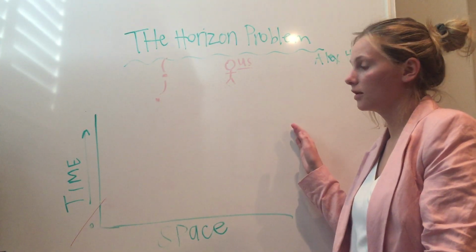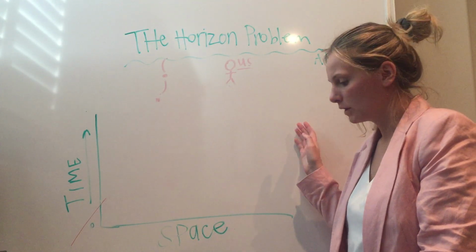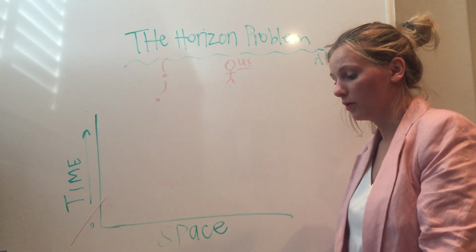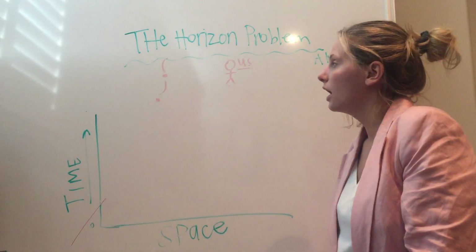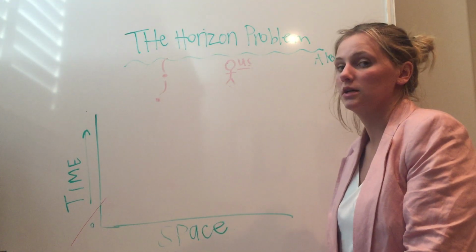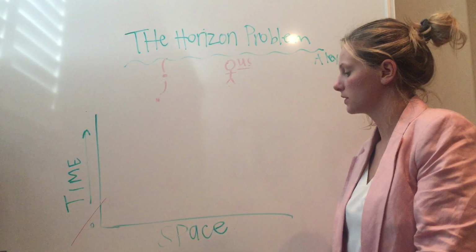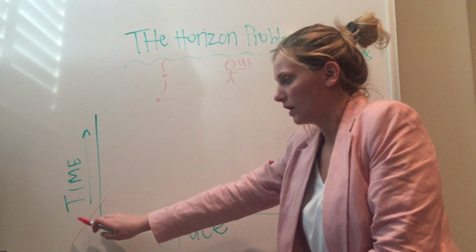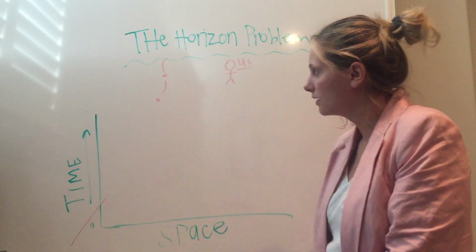So this diagram, I think, is absolutely amazing. It was given by Dr. Malcolm Fairbairn of King's College London, and I think it's the best way to really understand and explain the horizon problem. So down here we have space, over here we have time as it's going on, and then right here is a galaxy.